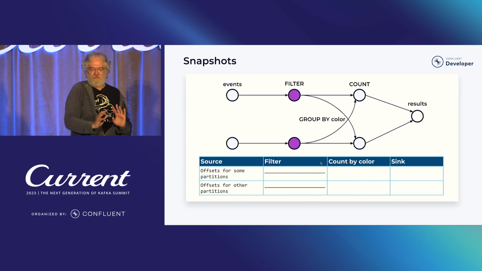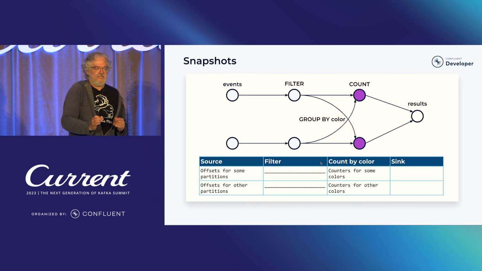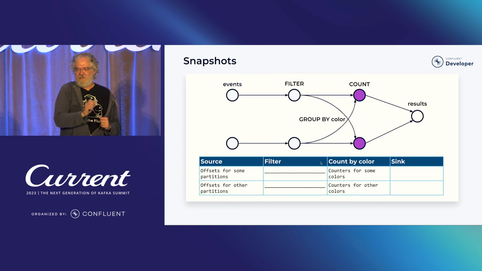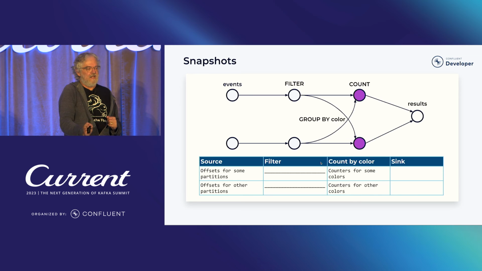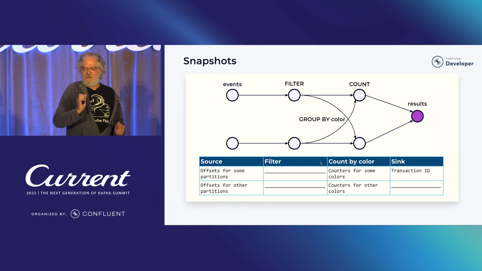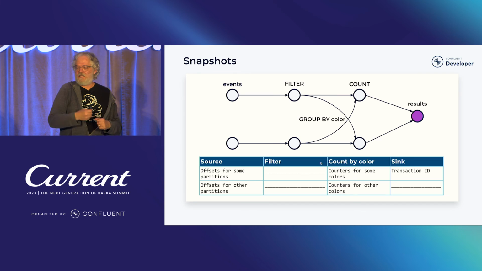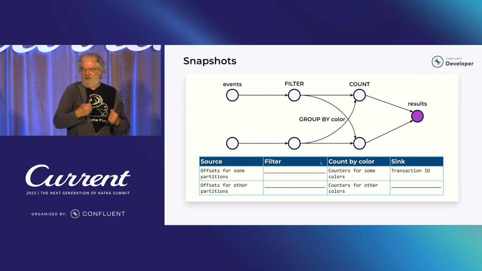The filter doesn't have any state. The counting step is keeping counters. Now, to have this be a globally consistent snapshot, we need to take care that these are the counters that correspond to having read the data that we recorded as the offsets for the sources. So we've consumed that much of the input streams, and we've counted this far. Those two go together, and the sink is going to record the Kafka transaction ID for the transaction that commits those counters. So we get here a completely consistent view of the data at some point in time.